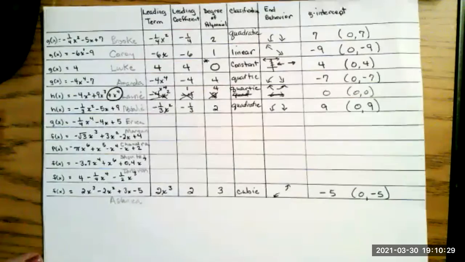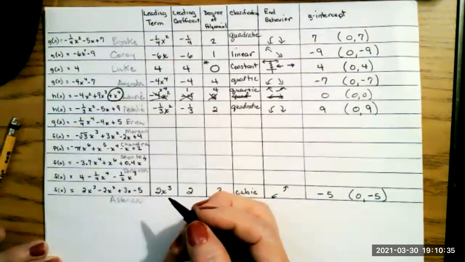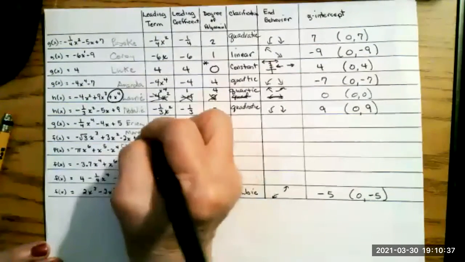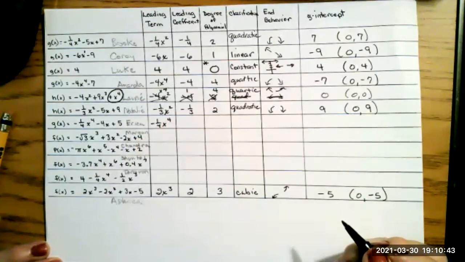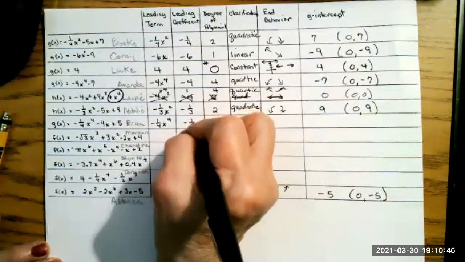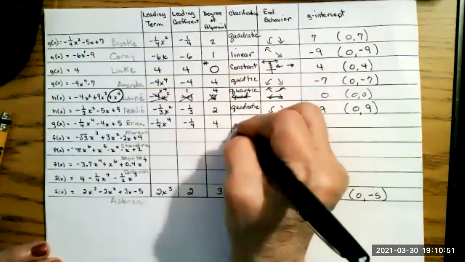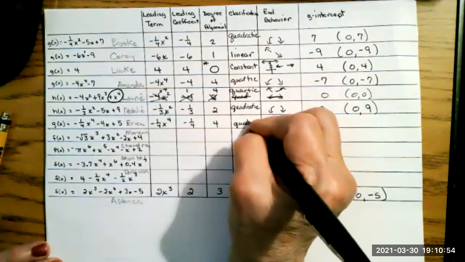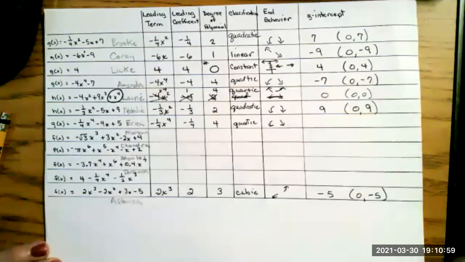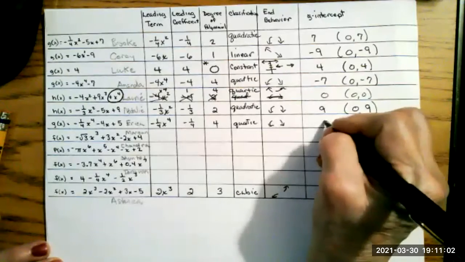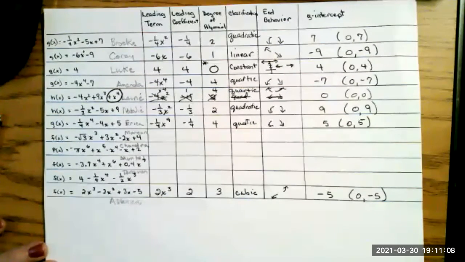Okay, how about Erica? You have yours, Erica? I do. The leading term is negative 1/4 x to the 4th power. Leading coefficient is negative 1/4. Degree is 4. Classification is quartic. Is that how you say that? End behavior, I think, is pointing both down. Yes. And then the y-intercept is 5. The plotting point is 0, 5. Good job.